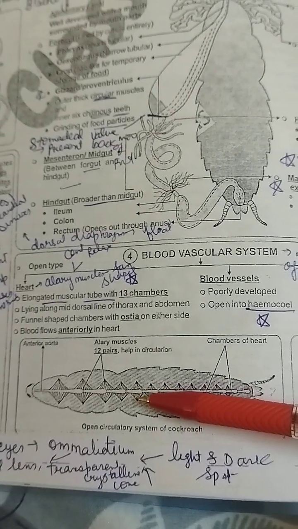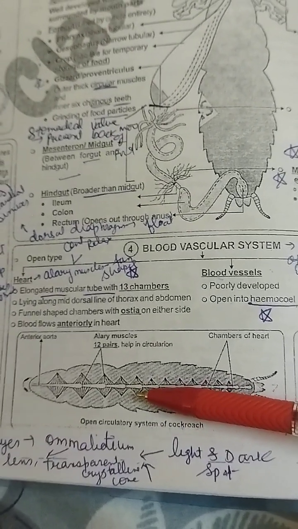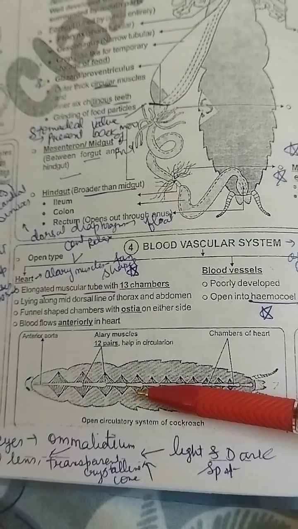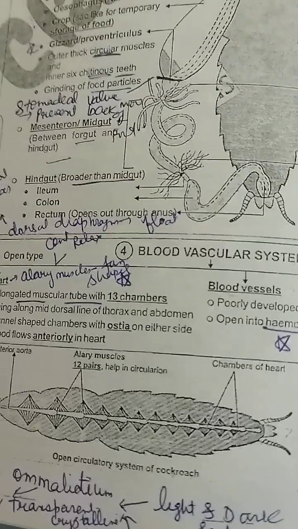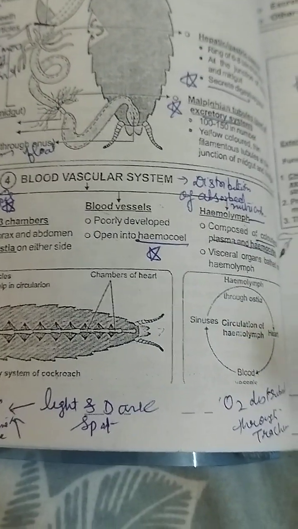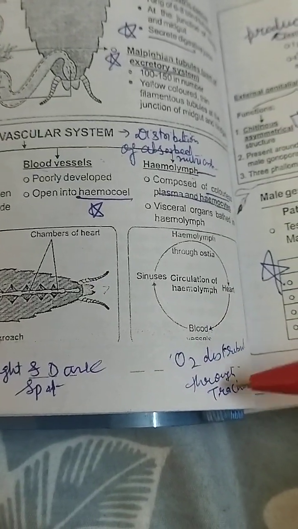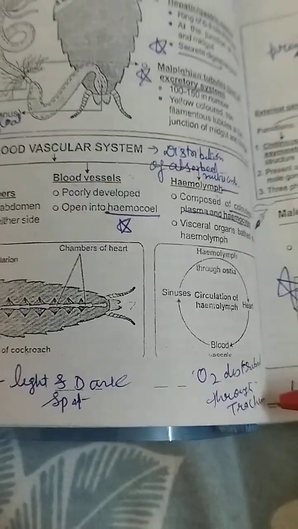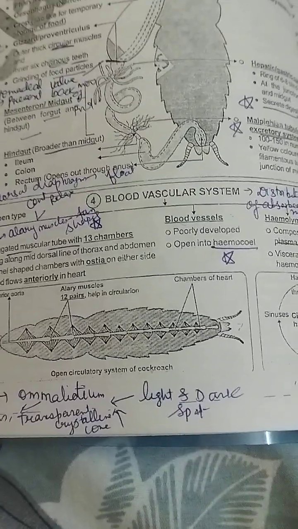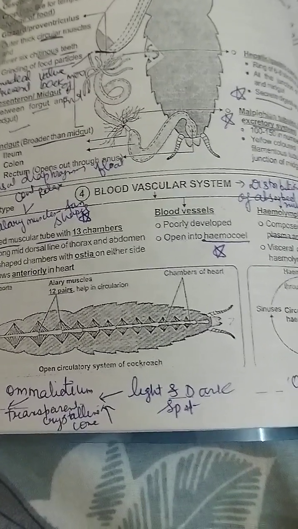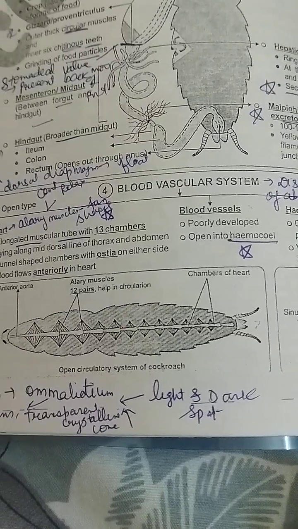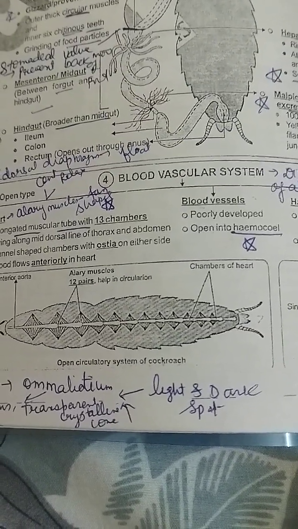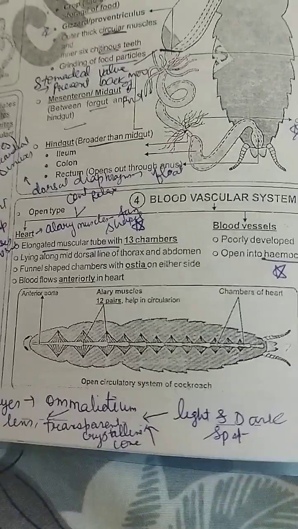They play that role so that the blood flows directly into the open sinuses or chambers. Oxygen, as we know, gets distributed into the body of the cockroach through the trachea. Trachea is also known as the windpipe. So this is all about the blood vascular system of the cockroach. In our next class or video we will discuss more interesting systems of the cockroach body. Thanks and have a nice day.